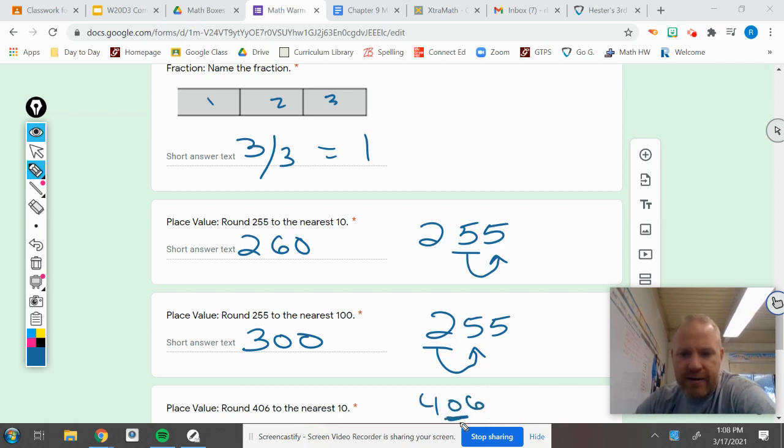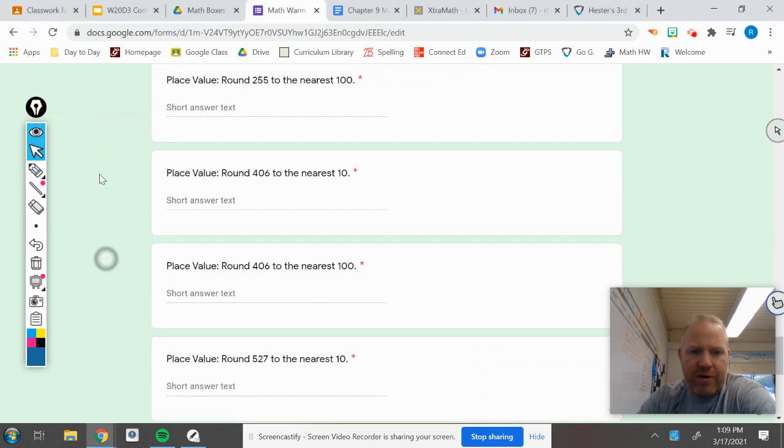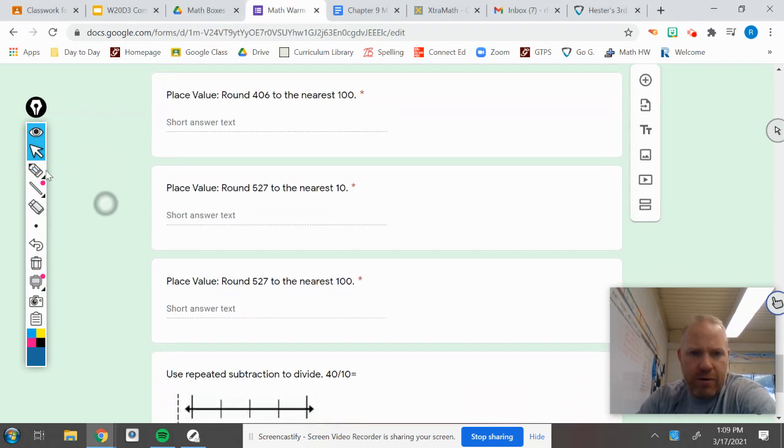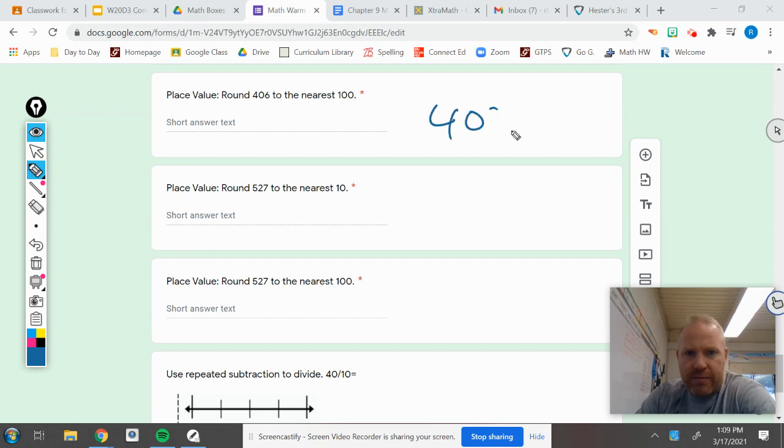Now we have 406. 406 to the nearest 10. The 10, or the 0, asks the 6, are you less than 5? 6 says no. So the 0 changes to a 1. 410. If you need the notes, pause the video. Now, we're going to do 406 to the nearest 100. The hundreds place is the 4. The 4 asks the 0, are you less than 5? Says yes, which means the 4 stays the same. 400.